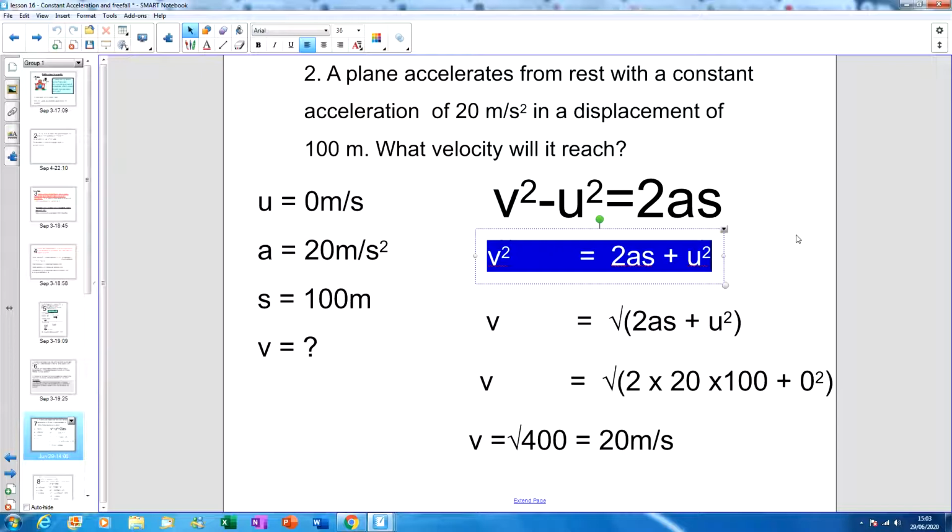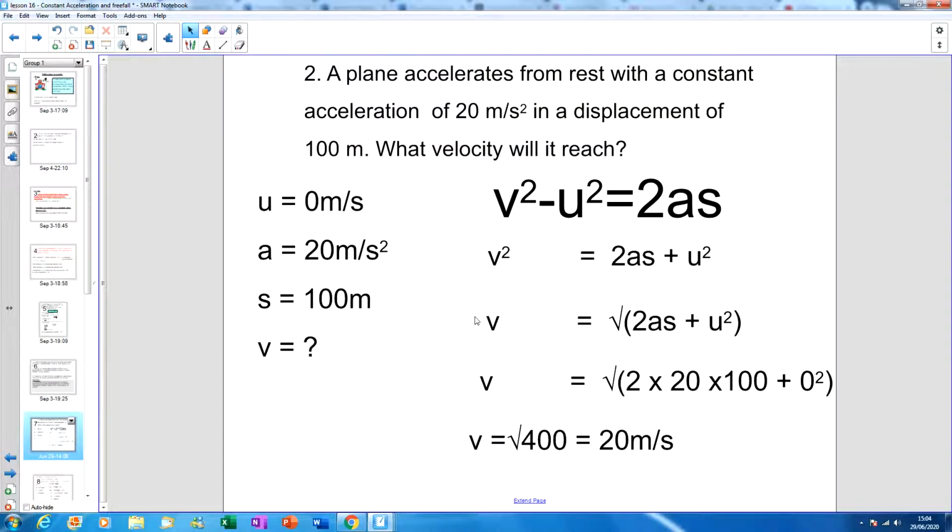Now that would be okay if we wanted v squared, but we don't, we want v. So to go from v squared to v, we have to square root. So I've square rooted my left hand side going from this stage to this stage, which means that I have to do the same on the right hand side. And I've used brackets just to keep my 2as plus u squared together, because I'm square rooting the whole side.